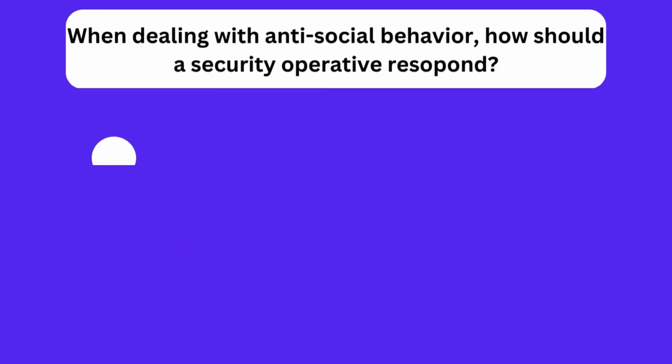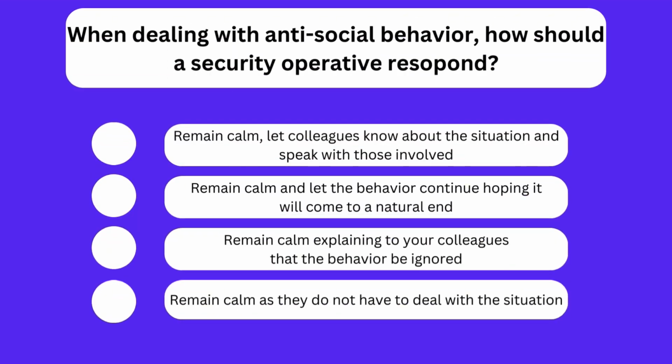Next question is, when dealing with antisocial behavior, how should the security operative respond? So the correct option is the first one. When dealing with any antisocial behavior, the security operative should remain calm, let the colleagues know about the situation, and speak with those that are involved.